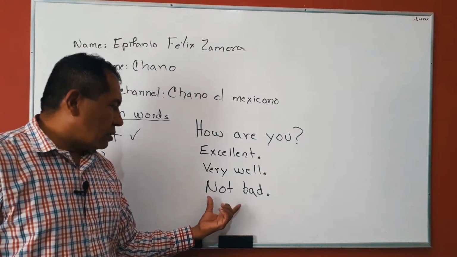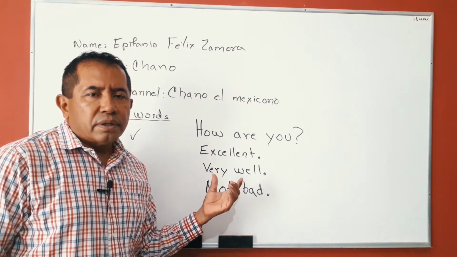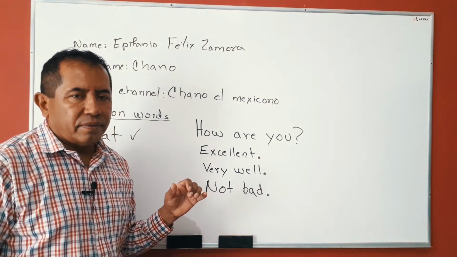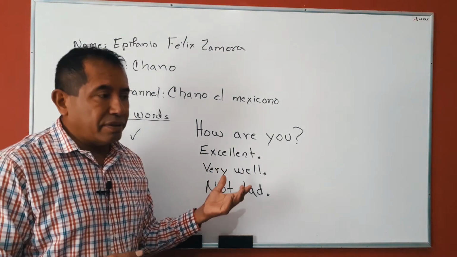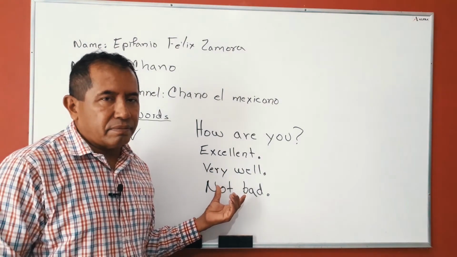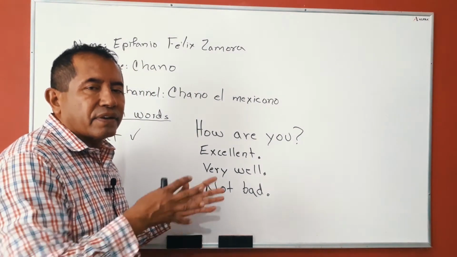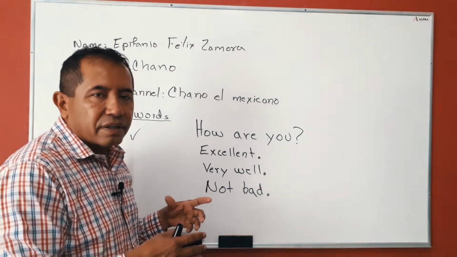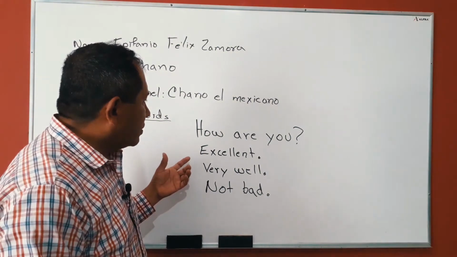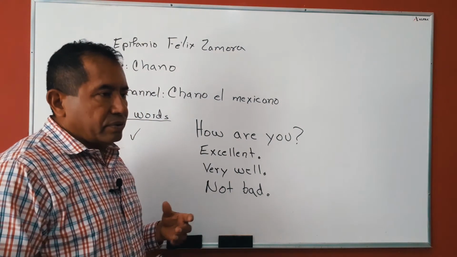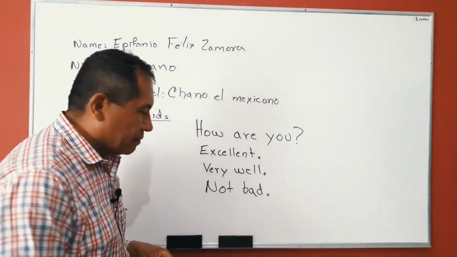You say not bad maybe when, for example, your mom is sick. Your mom is sick, so you don't feel excellent. So you say, not bad, my mom is sick, right? I don't feel very well. I don't feel excellent. My mom is sick. All right? How are you? You are asking for a feeling, how the other person feels.